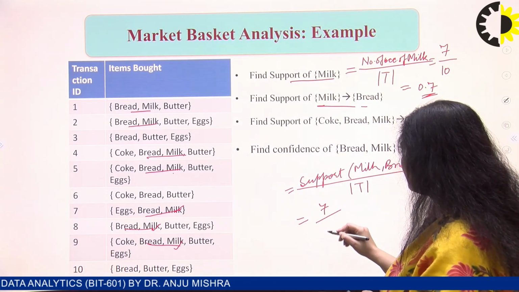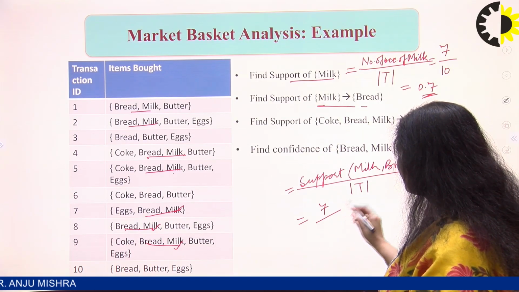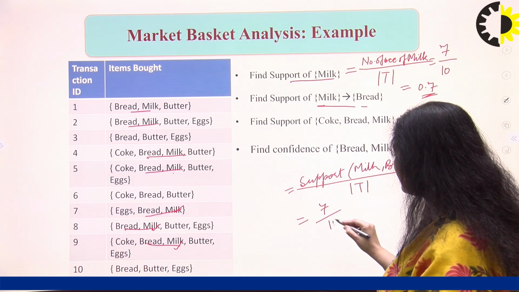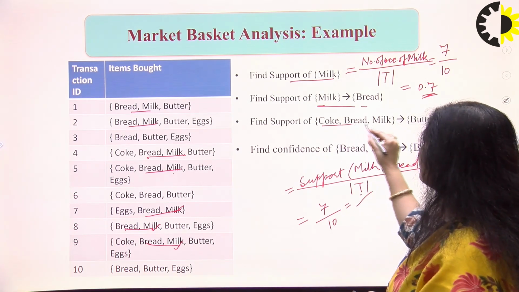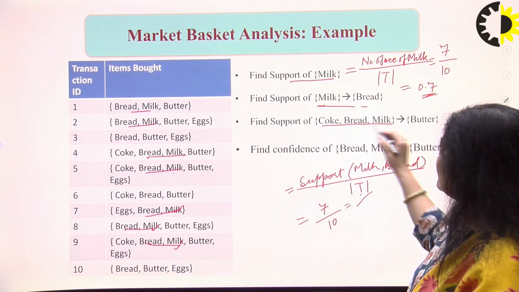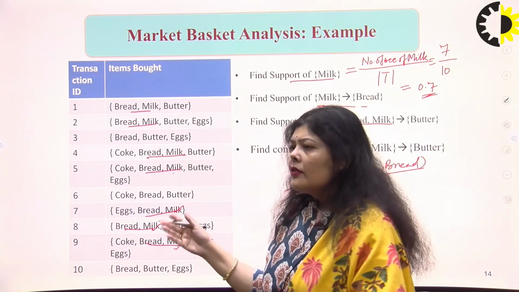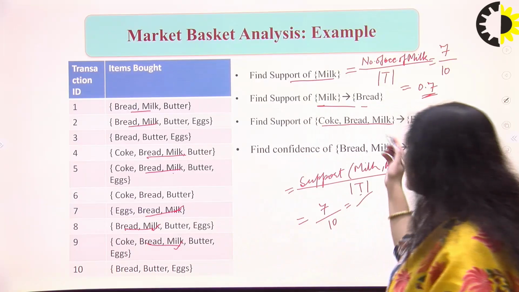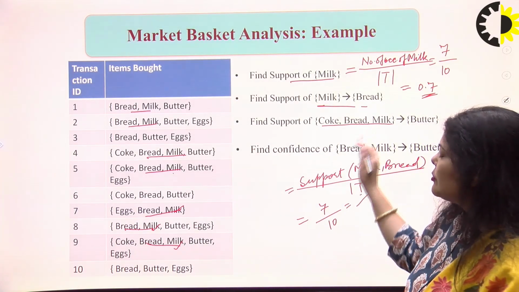Then we divide by the number of transactions, which is 10. That way we can find the value. In similar ways we can find the support for Coke, bread, milk and butter. For this we just need to find the occurrences here. Once you find the occurrence count, you divide it by the total number of transactions, which is 10, and that way you can find the support value.